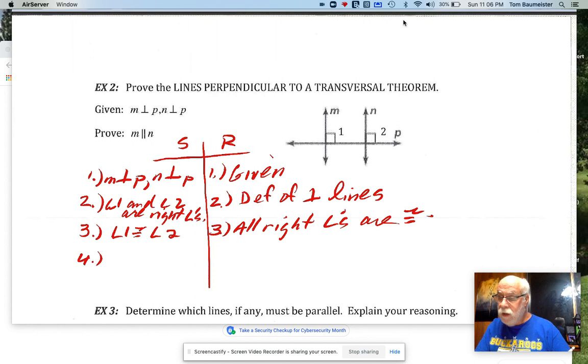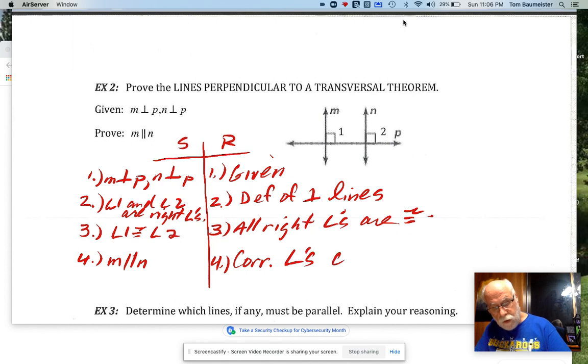And then finally, if you think about what we just did here, we just proved that those two are right angles. And if we look at it, I have an F there, and with that F, it looks like it's on the top of them. So F are corresponding angles. So we can state then that M is parallel to N by the corresponding angles converse.